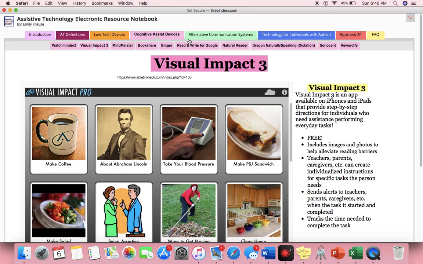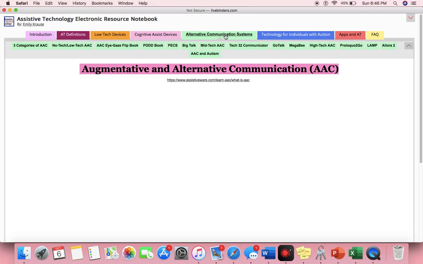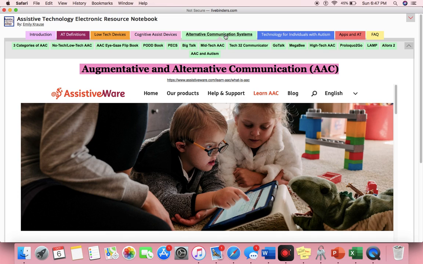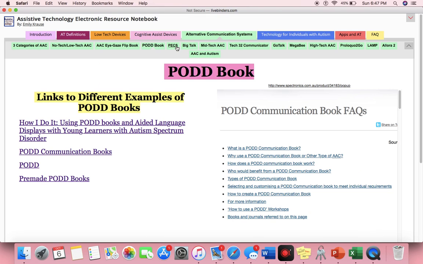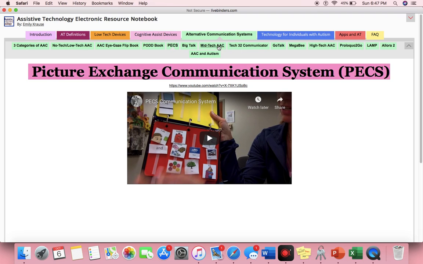The next category I included are alternative communication systems, which I believe at the elementary age we see more in the preschool, kindergarten, and first grade. At my school, personally, we see a ton of the no tech, low tech AAC devices. But I did point out that there are different categories: no tech, low tech, mid tech, and high tech, which I think a lot of people don't know. What we see most in my school are pod books and PECs, but then I also gave examples of mid-tech devices as well as high-tech.